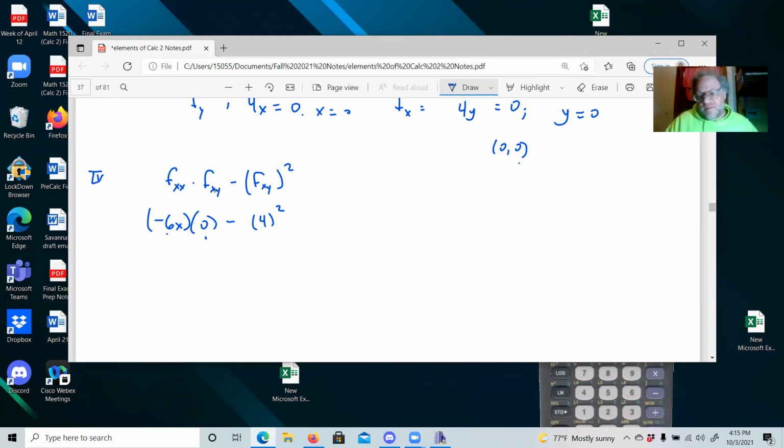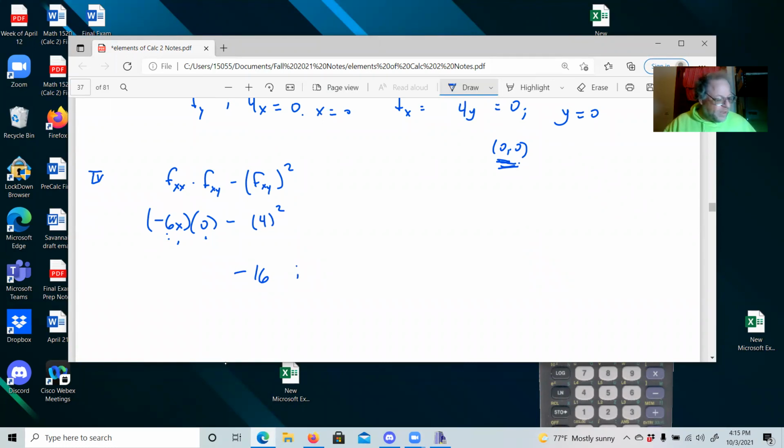If I did care, I would plug this point into this value here. You might ask, why are you putting 0 in for x? Because that's what I found out. That's what it told me to do. It said x is 0, so I'm plugging it in. So we end up with negative 16. So what happens now?